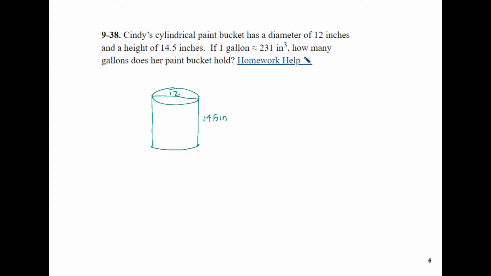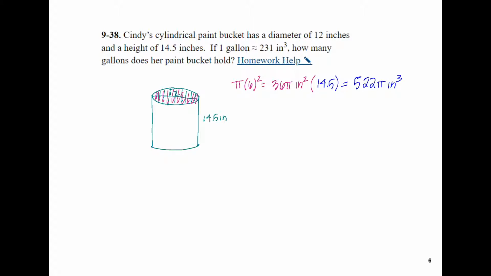So we need to find the area of our base, so the area of our circle with a diameter of 12, so our radius is 6, so pi times 6 squared, 36 pi inches squared is the area of our base. We need to multiply that by our height, which is 14.5, which gives us approximately 522 pi inches cubed.